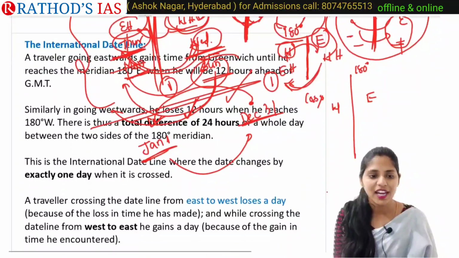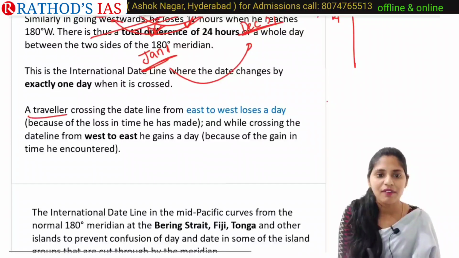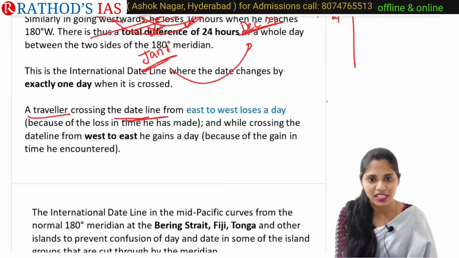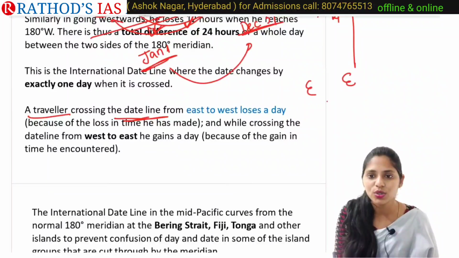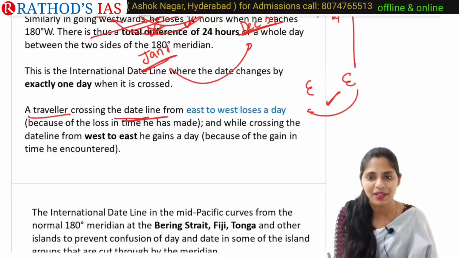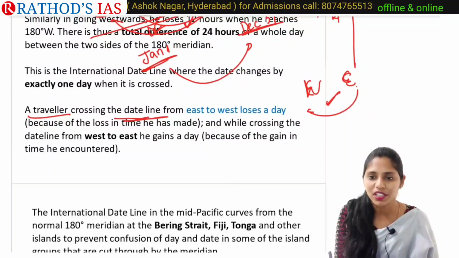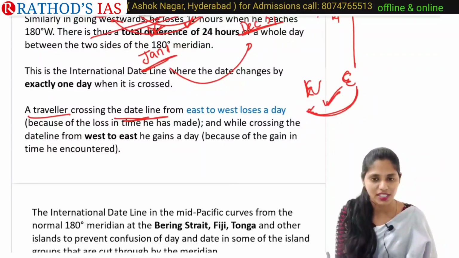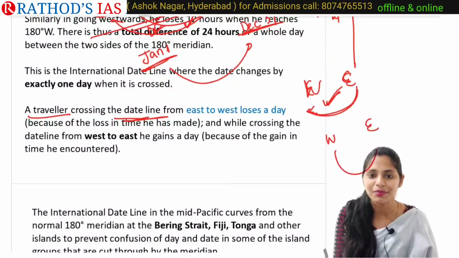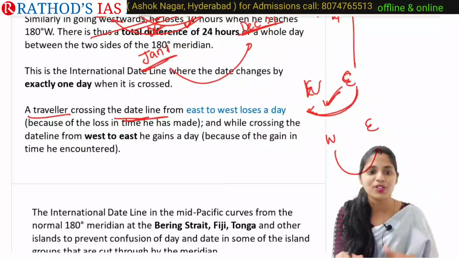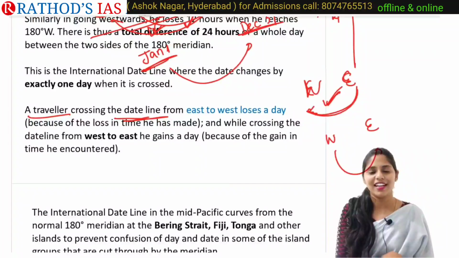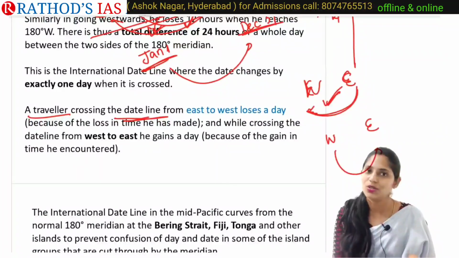So one important thing that you need to remember here is, a traveler whenever crossing this international dateline from east to west, he will lose a day, okay? From east to west, whenever he is moving, he mainly loses a day. Whenever any traveler is moving from west to east, he gains a day because of gaining of time, right? So this is the thing that you need to remember.